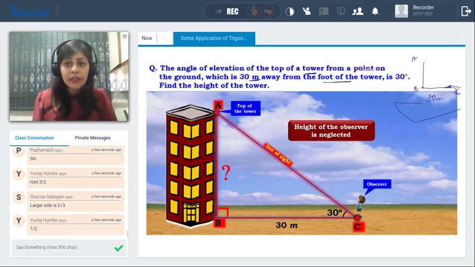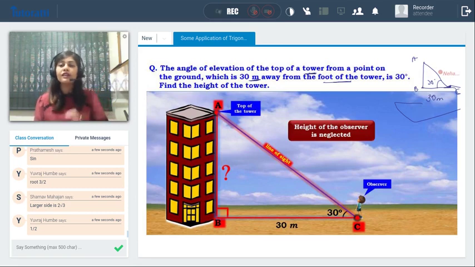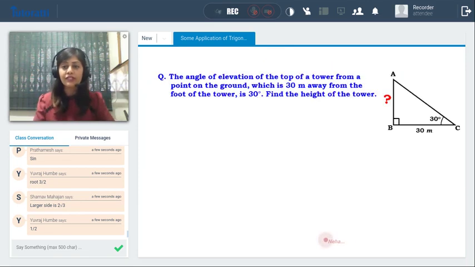Next, what do we need? Pay attention: the angle of elevation of the top of the tower to the point on the ground is 30 degrees. So we have our theta also out here. Theta is 30 degrees. We need to find the height of the tower. That means we need to find AB. Now, students, let's quickly move to the diagram. We know that BC is 30 and we need to find AB.